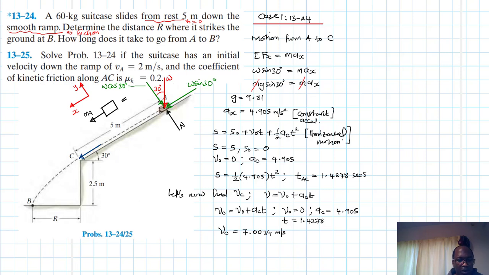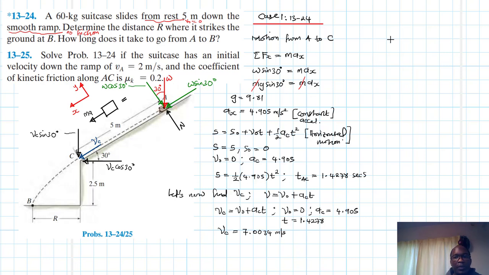Okay, and this is our VC. We need this as we deal with the other motion down there, so it will have some components also. It will have this component there, and then another component up there, depending on whichever we want to use. So this one here is VC cos 30, and this one is VC sine 30.